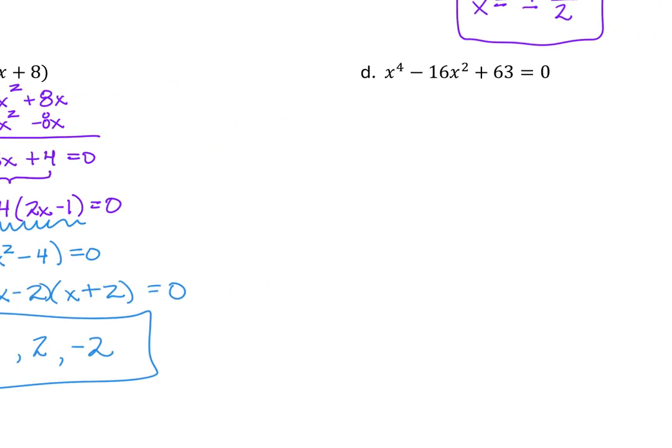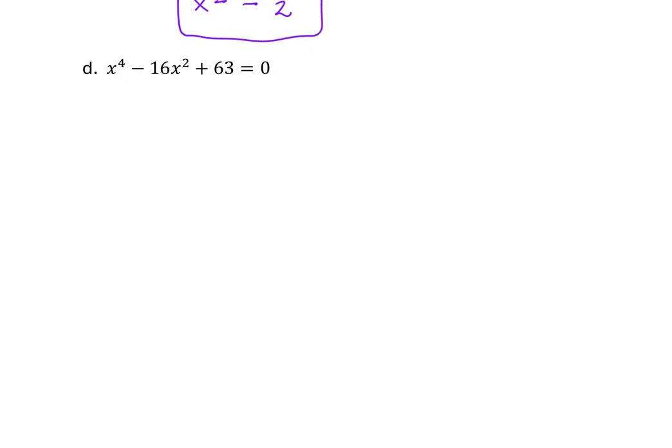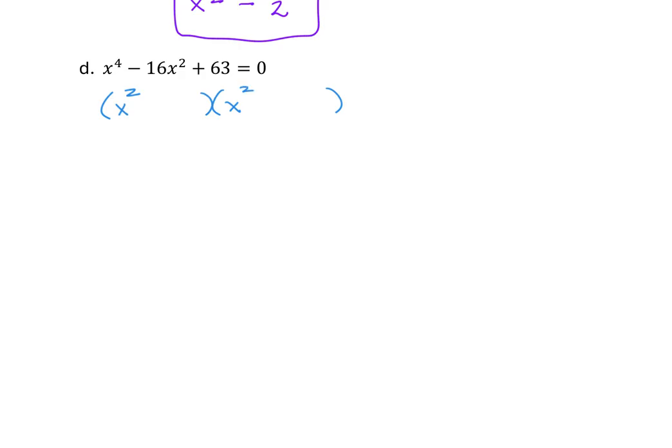All right, last one. We have x to the fourth minus 16x squared plus 63. This is going to be kind of like example B. We're going to start by factoring this. x to the fourth breaks down to x squared and x squared. Things that multiply to 63 are 7 and 9, and they do combine to 16.